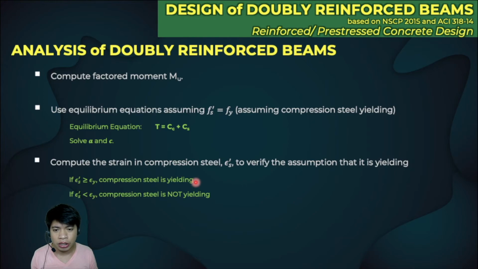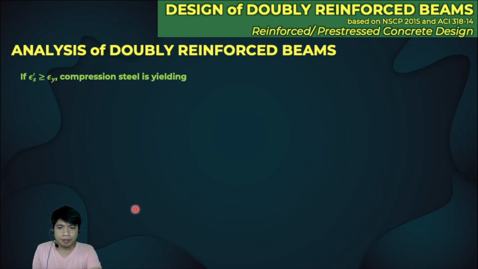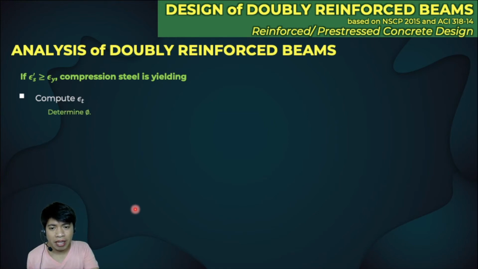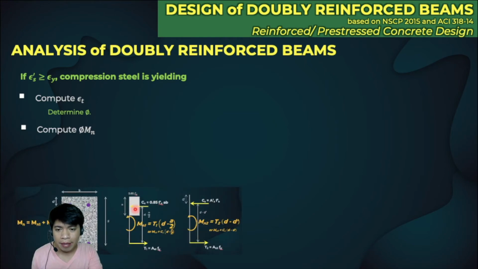So para malaman na yielding siya, then dapat yung ating compression steel strain is greater than or equal sa ating yield strain. And kapag hindi siya yielding, then that means yung ating compression steel strain is less than sa ating yield strain. Okay? So, ayun guys, kapag yung ating compression steel is yielding, so ang gagawin natin is i-compute natin yung ating tension strain and then determine the value of phi. Then after natin ma-compute yung phi guys, then we can now compute for phi Mn, and then bale, madali lang naman yung pagkuha ng Mn kasi we know that Mn here is Mn1 plus Mn2, that is T1 multiplied by d minus a over 2 plus T2 multiplied by d minus d prime.